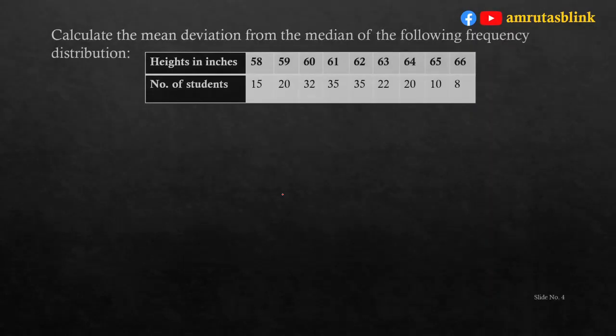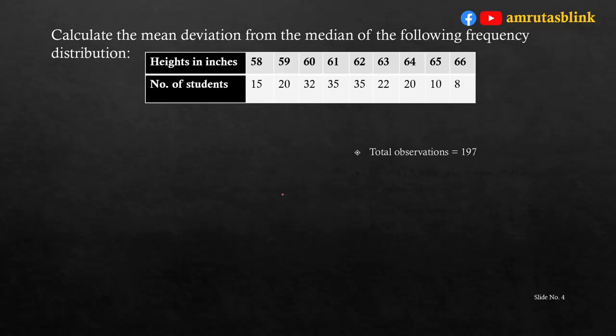Moving to the next problem. Calculate the mean deviation from the median of the following frequency distribution: height in inches 58, 59, 60, 61, 62, 63, 64, 65 and 66, and the number of students for each respective height are given, that is 15, 20, 32, 35, 35, 22, 20, 10 and 8.